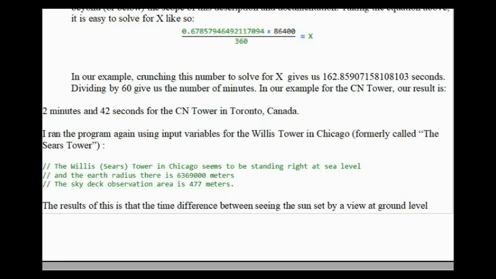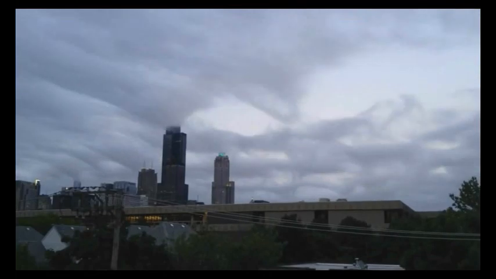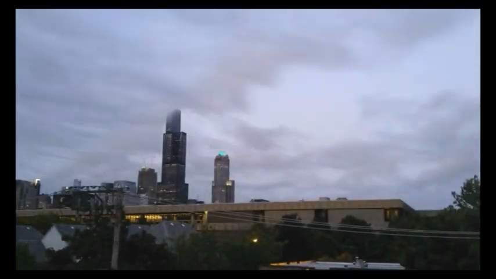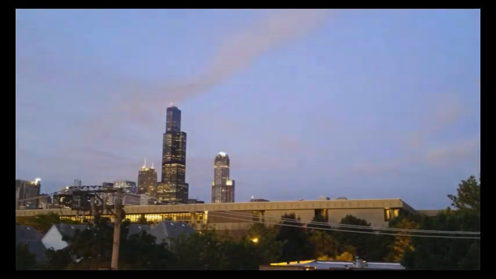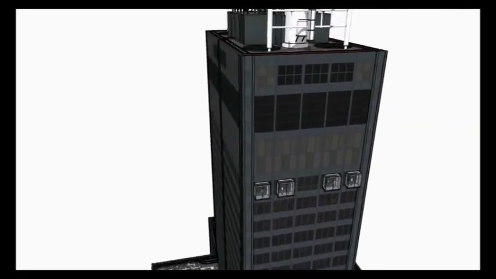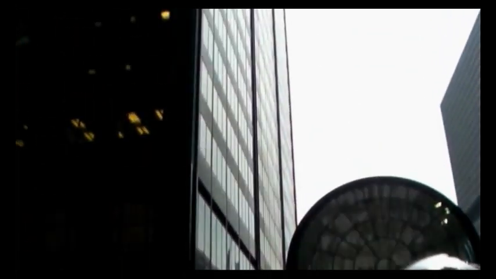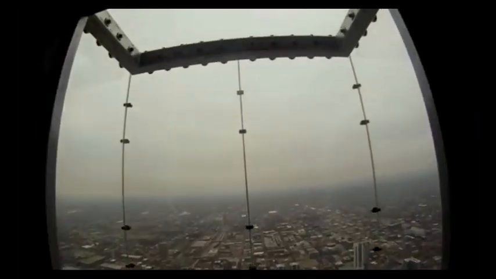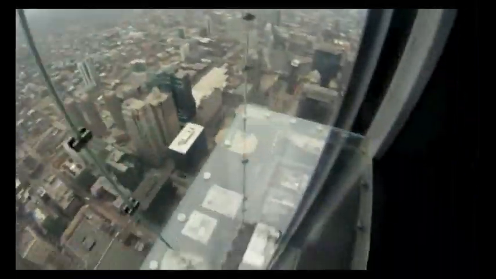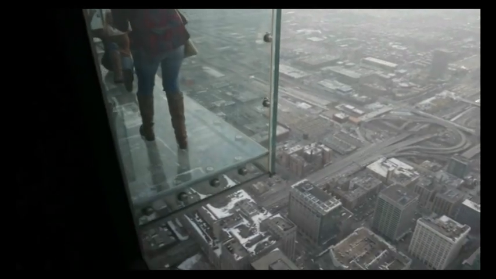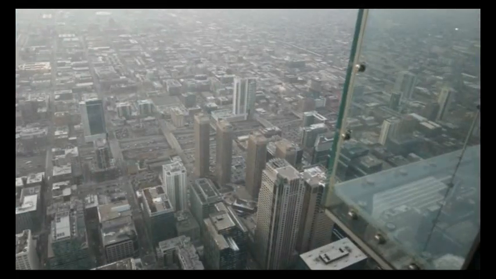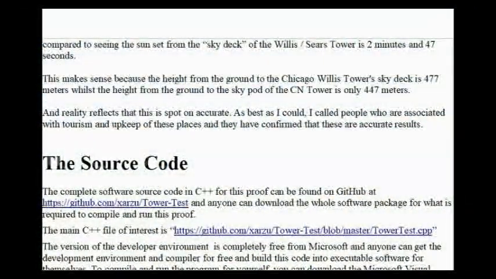I ran the program again using input values for the Willis Tower in Chicago, formerly called the Sears Tower. The result of this is that the time difference between seeing the sunset by a view at the ground level compared to seeing the sunset from the sky deck of the Willis Sears Tower is 2 minutes and 47 seconds. This makes sense because the height from the ground to the Chicago Willis Tower sky deck is 477 meters, whilst the height from the ground to the sky pod of the CN Tower is only 447 meters. And reality reflects that this is spot on accurate.